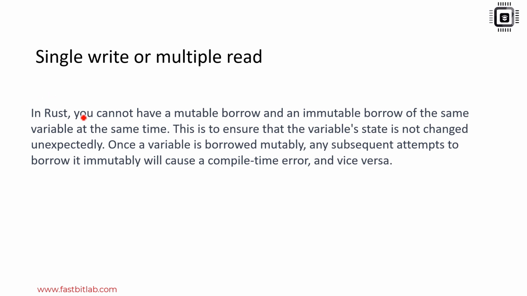In Rust, you cannot have a mutable borrow and an immutable borrow of the same variable at the same time. This is to ensure that the variable state is not changed unexpectedly. Once a variable is borrowed mutably, any subsequent attempts to borrow it immutably will cause a compile time error, and vice versa.